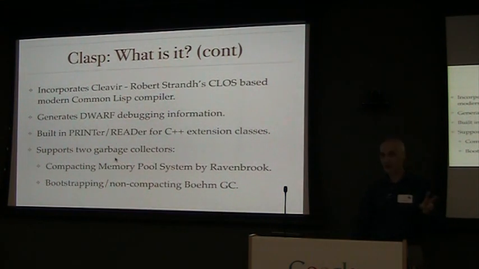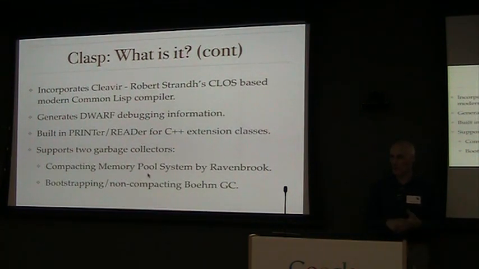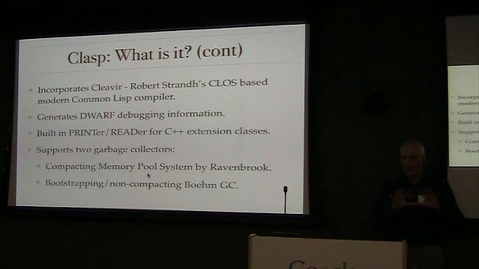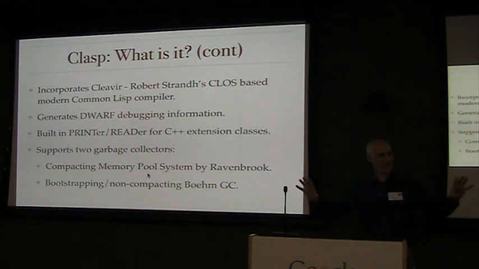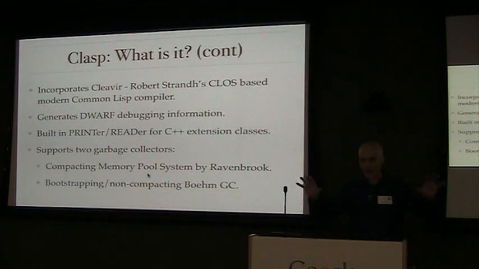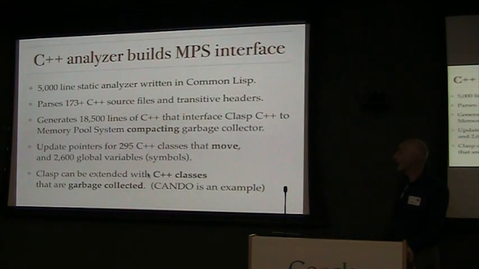It supports two garbage collectors. I use the Boehm garbage collector just to bootstrap it, but I'm also using the Memory Pool System by Ravenbrook, which was developed for Dylan, and it's being used by Open Dylan. This is a very efficient compacting garbage collector, and I've set it up so that it compacts my 350 C++ classes. It moves them around in memory. And yes, I'm updating all the pointers to keep track of everything. That was a big job, which I did.